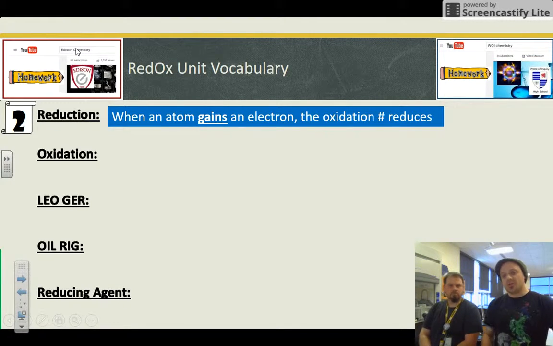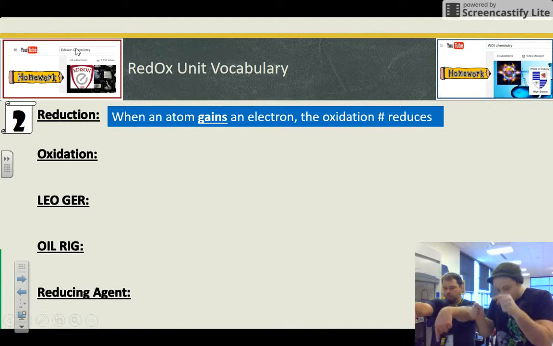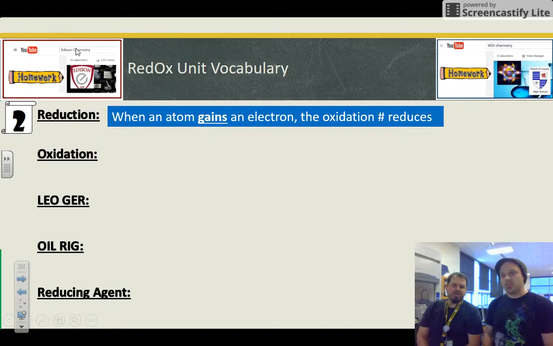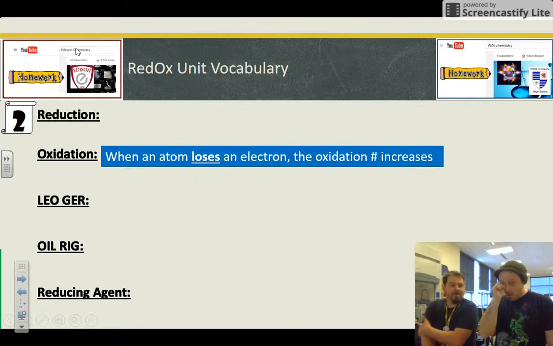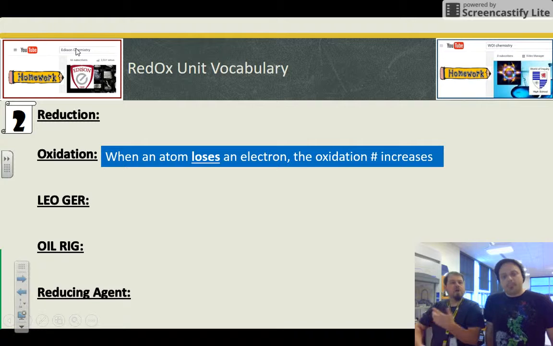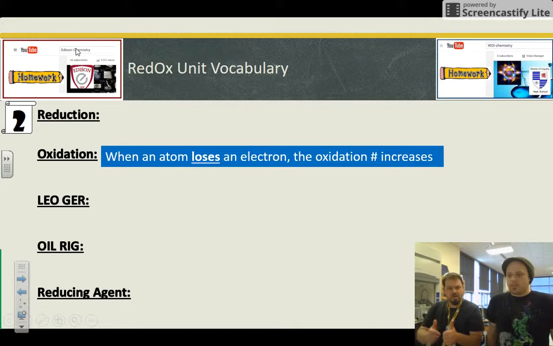The reason why it's called reduction is because when you gain a negatively charged electron, your oxidation number goes down on the number line. It becomes more negative. So that's why it's called reduction, even though you're gaining an electron. No rhyme or reason, I guess, other than oxygen is at play a lot of times in oxidation. Yep. When an atom loses an electron, the oxidation number will then increase. They're kind of equal but opposite.